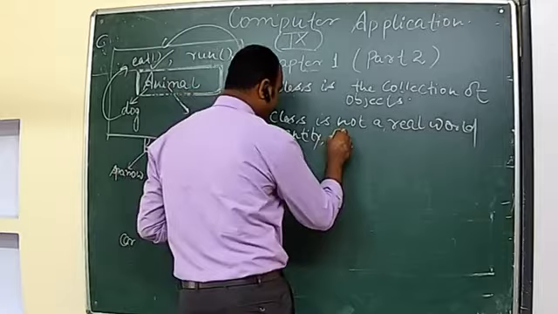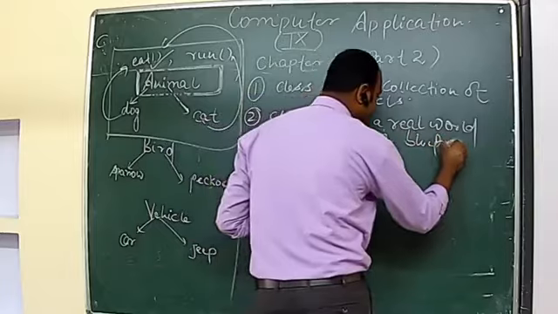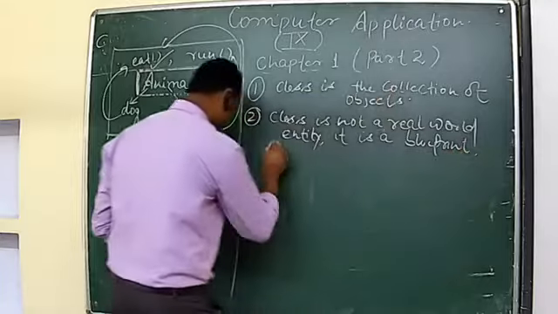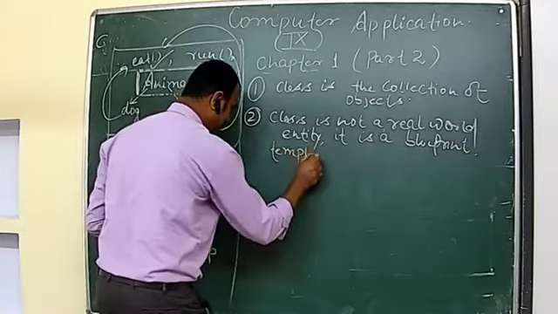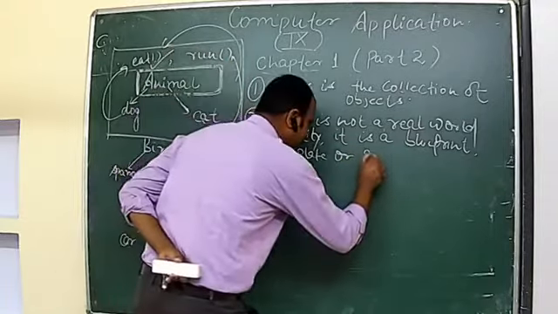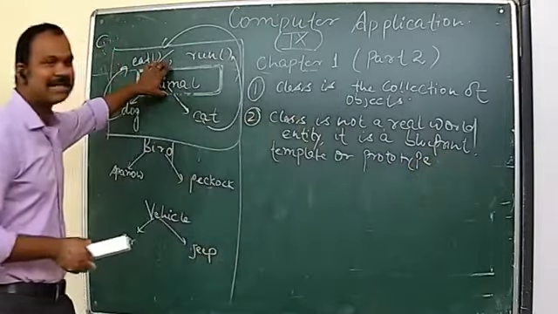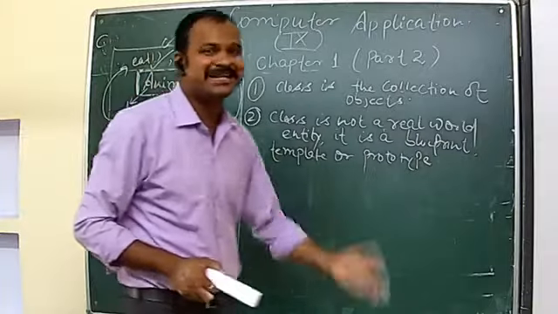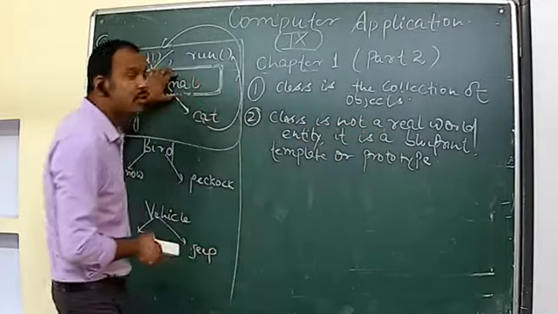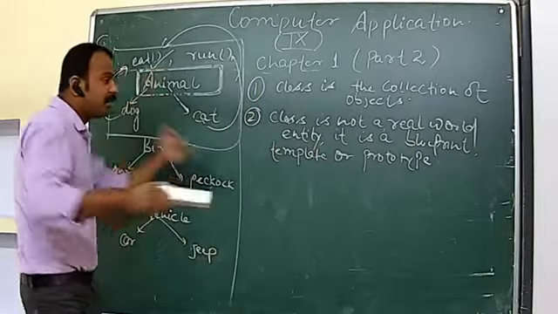It is a blueprint, or template, you can say, or prototype, you can say. Because this is the class from where the different objects can be created. So that's why class is not a real world entity, because it is a conceptual thing. Class is not a real world entity, but it is a blueprint from where the different animals can be created.